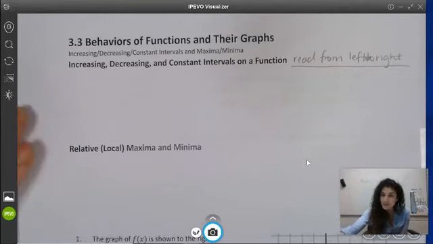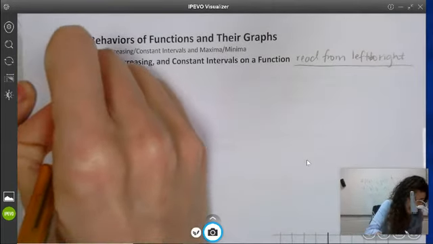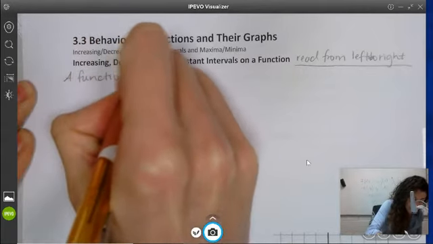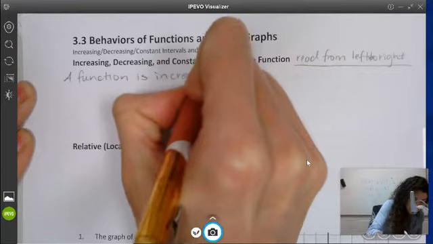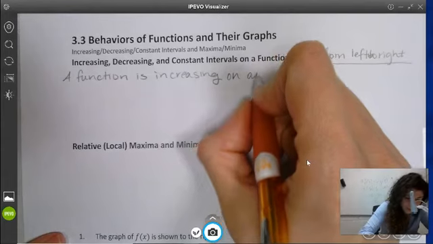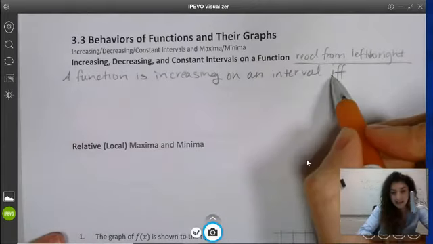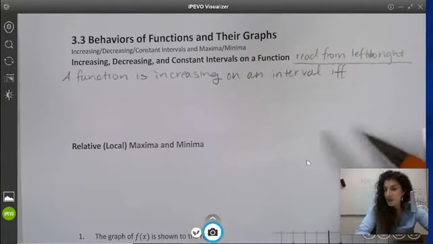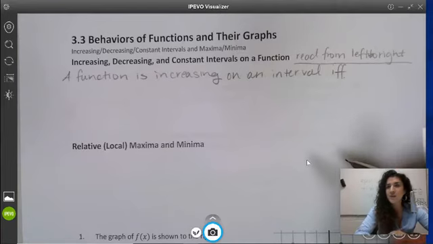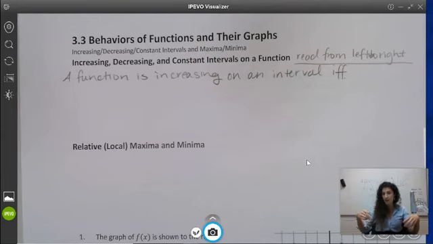We also have a very mathy way of putting this if you want to talk about a definition. The definition of increasing: a function is increasing on an interval IFF. We use the shorthand IFF, and it just means if and only if. I know it's a really weird phrase, but it means that it's a two-way street. So if this first part, then the second part. The if and only if part also means if the second part, then the first part.